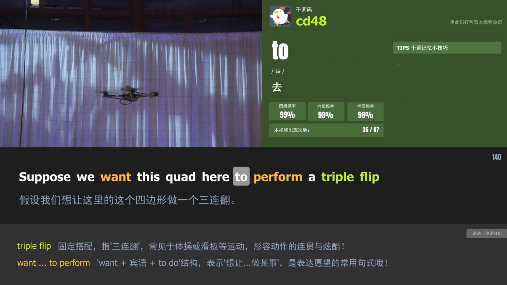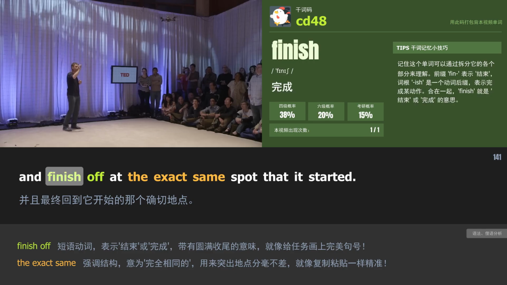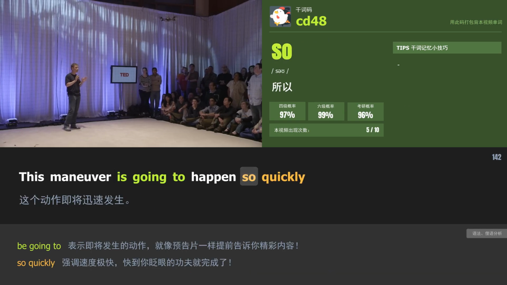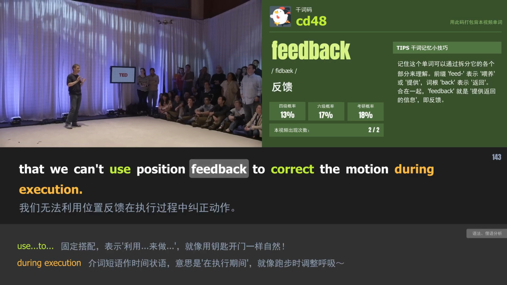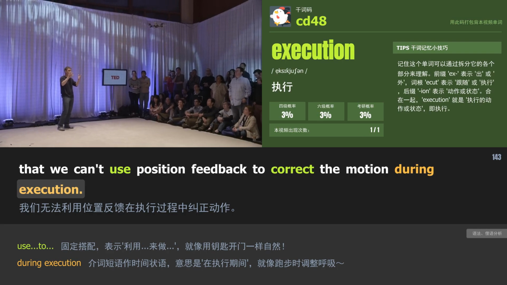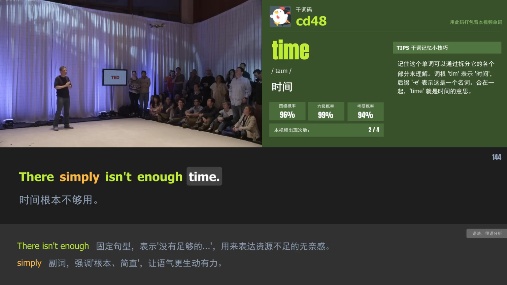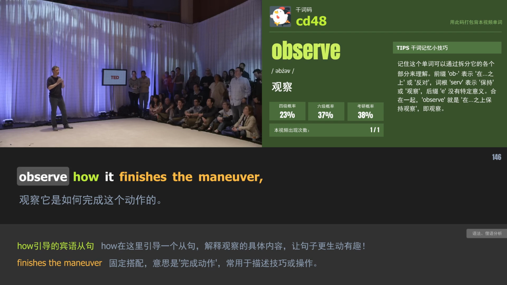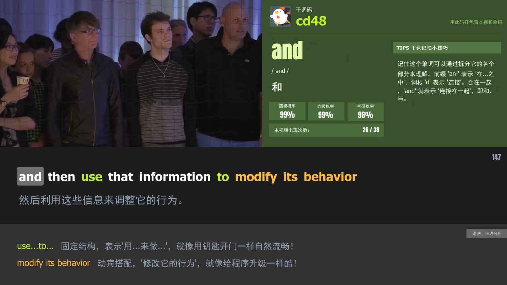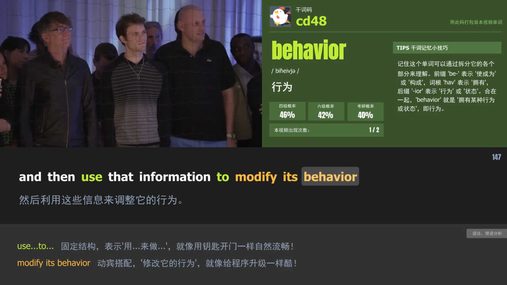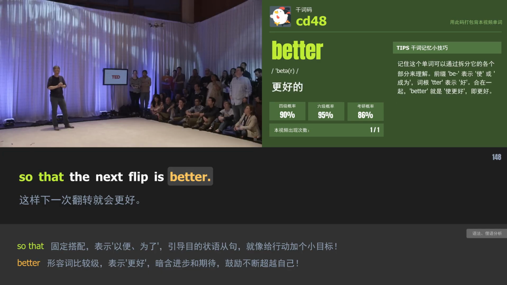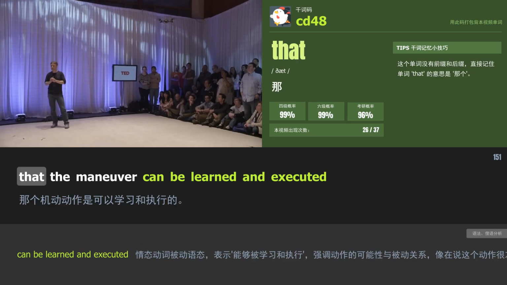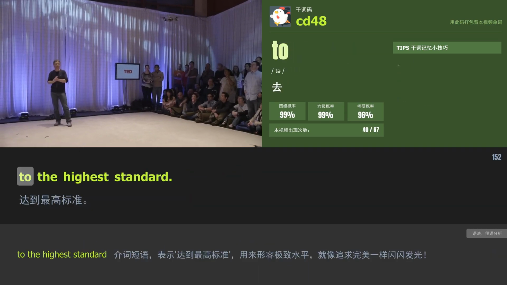Suppose we want this quad here to perform a triple flip and finish off at the exact same spot that it started. This maneuver is going to happen so quickly that we can't use position feedback to correct the motion during execution. There simply isn't enough time. Instead, what the quad can do is perform the maneuver blindly, observe how it finishes the maneuver, and then use that information to modify its behavior so that the next flip is better. Similar to the diver and the vaulter, it is only through repeated practice that the maneuver can be learned and executed to the highest standard.